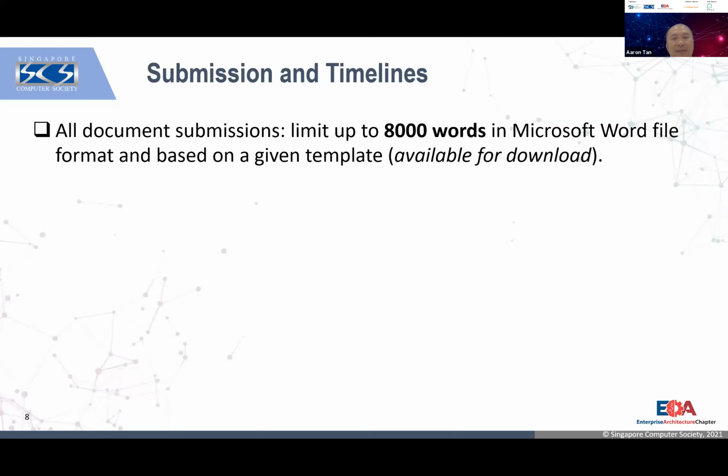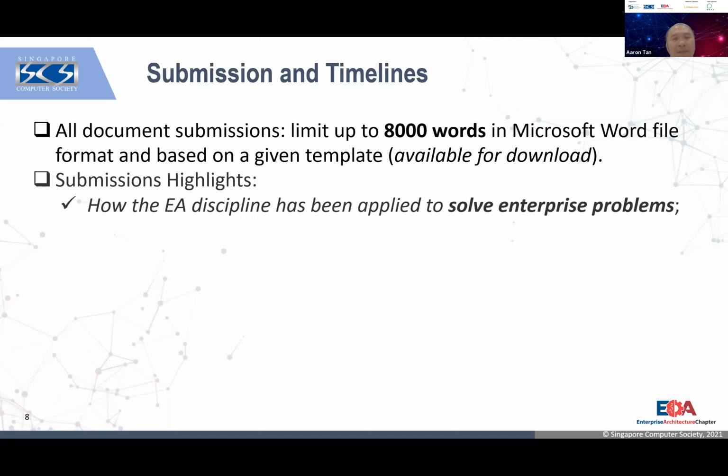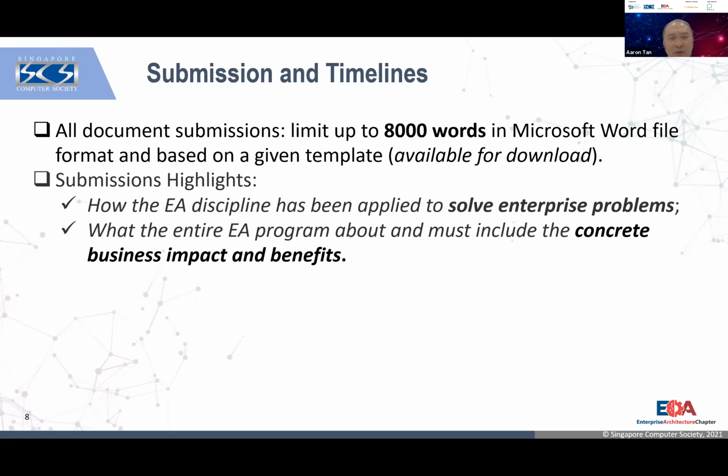So, submission and timelines. The submission is one document of 8,000 words. However, you can also supplement with other information. But the main submission is a maximum of 8,000 words. I think it's more than enough to write about the things needed for you to win this award, focusing on how EA has been applied to solve enterprise problems, and of course, the concrete business impact and benefit.